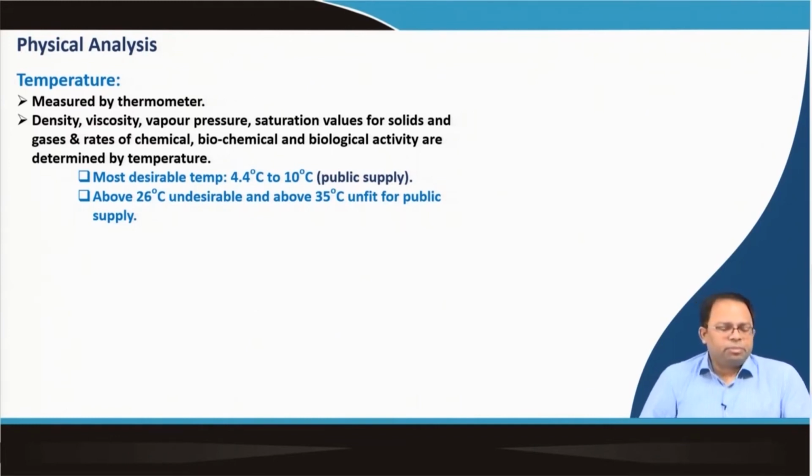So, temperature is measured, and for public supply, the desirable temperature is around 4.4 degrees centigrade to 10 degrees centigrade, and above 26 degrees centigrade the water is undesirable. That means you will not feel comfortable to drink that water, and above 35 degrees centigrade it is unfit for public supply. So, temperature plays a very important role, and it has to be measured using a thermometer.